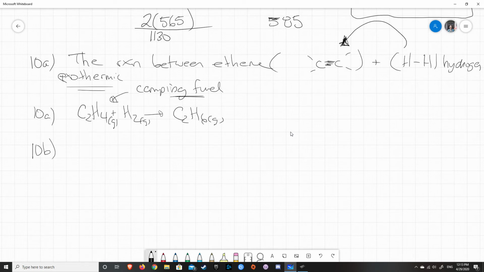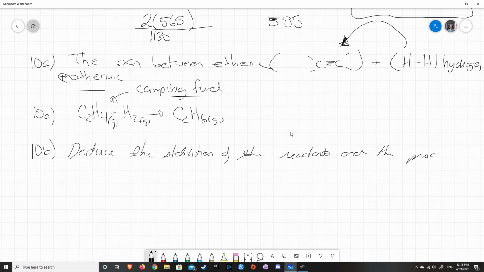Deduce the stabilities of the reactants and the products. So how do we deduce these stabilities?